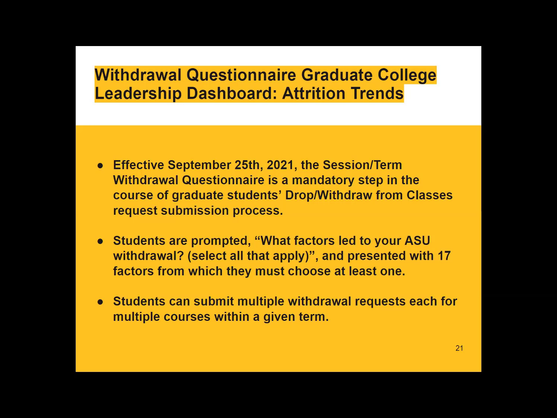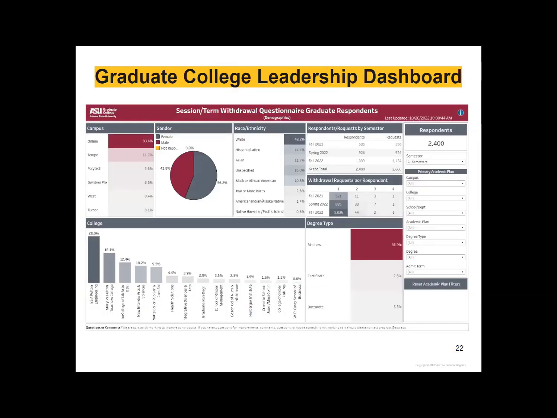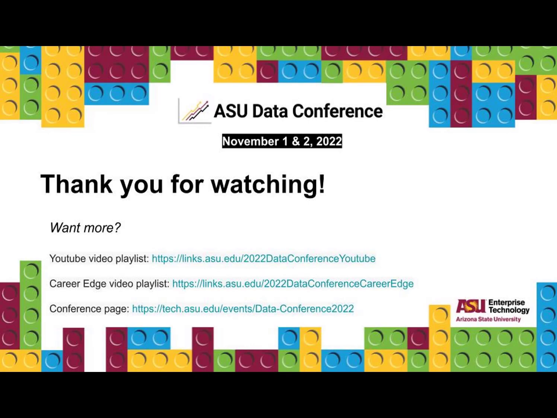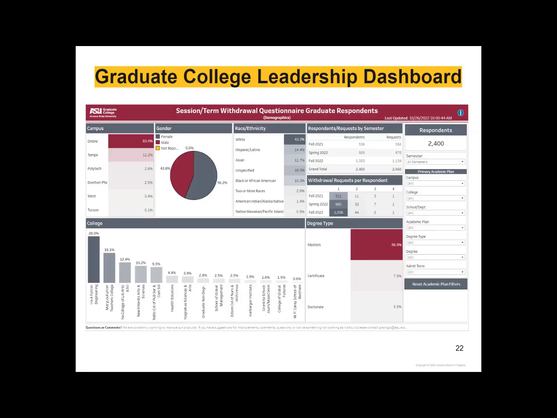There are 17 different factors that they can choose from, and a student can submit multiple withdrawal requests multiple times. So this is what I'm going to walk through, and then I'll do a live demo of it. This is the graduate respondents and the breakdown. You can see mostly online, with the gender, race, ethnicity, the respondents' requests by semester, the colleges, and the degree types here, and then you can filter by a number of different things.